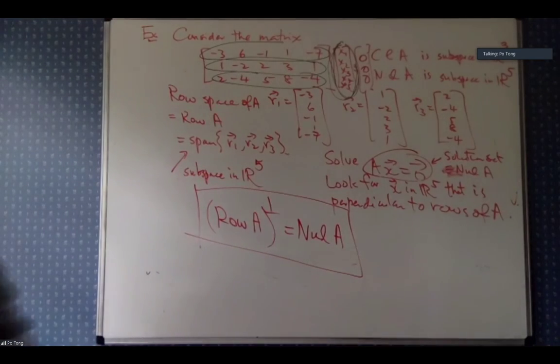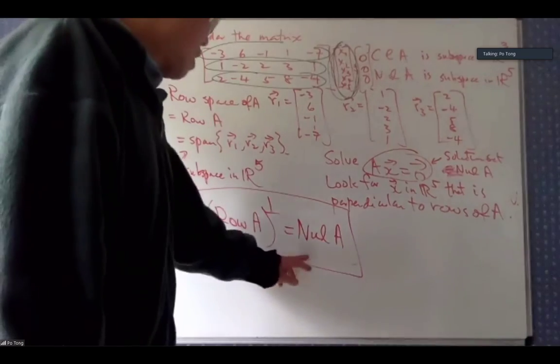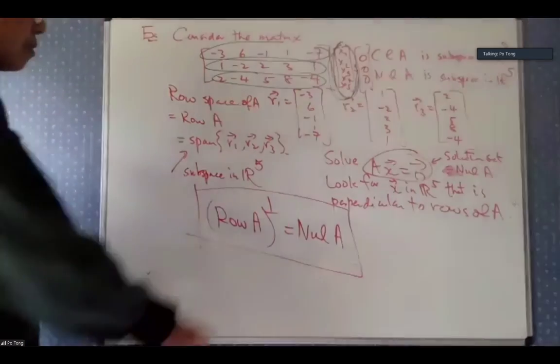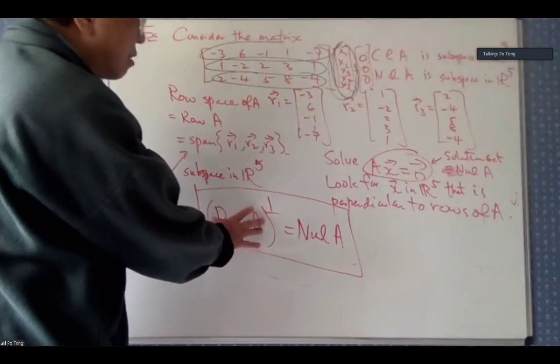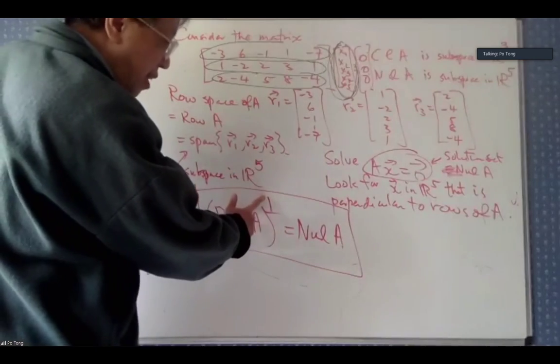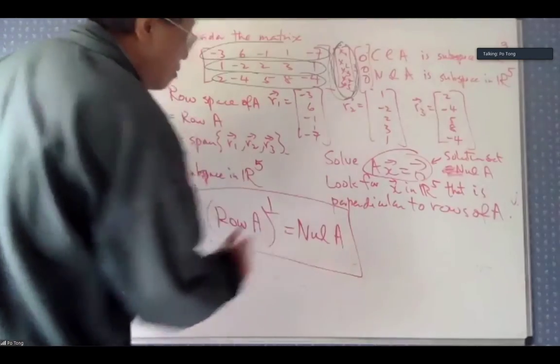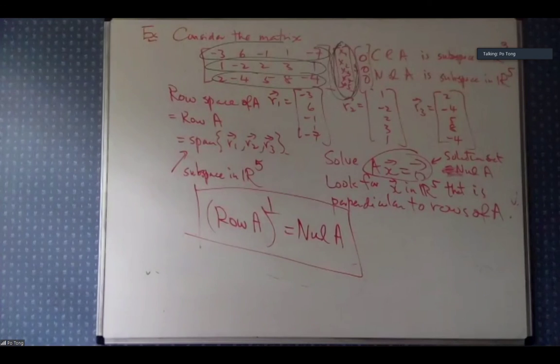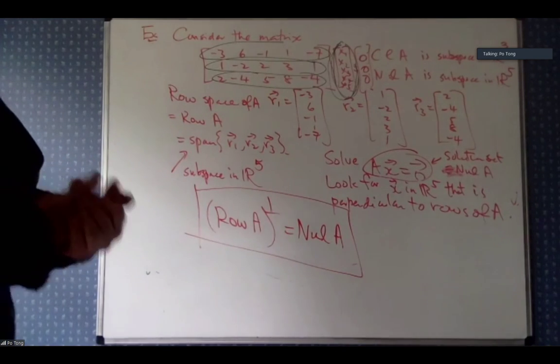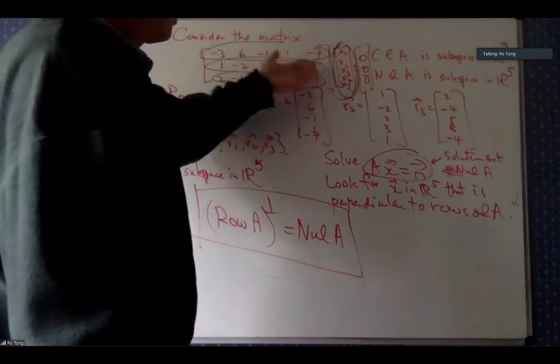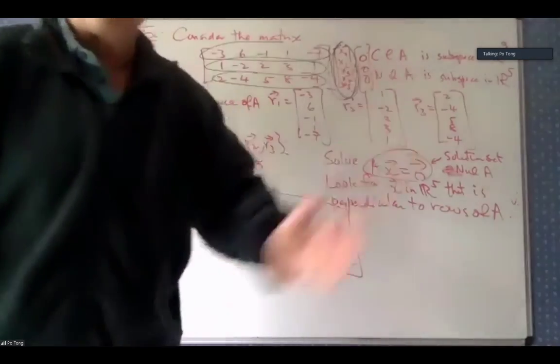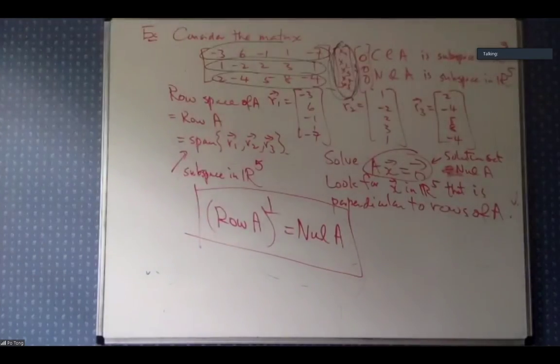Now both of these are in R5. The row space of A is in R5. Its orthogonal complement is also in R5. Null space of A in R5. Okay. So when we find null space, we are actually finding the vectors which are perpendicular to all the rows of A. Okay, I will stop here.